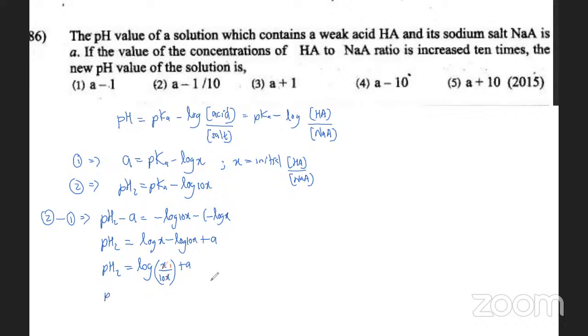Log 1 over 10 is what, people? Log 1 over 10 can be written this way. pH2 is equal to log 10 to the power minus 1 plus A. What is log 10 to the power minus 1 plus A? That is minus 1, minus 1 plus A. Whatever the power of 10 you have inside, it comes out. So new pH is going to be equal to A minus 1. That's all. Just a matter of writing Henderson's equation, substituting the values and getting the answer. Simple as that.